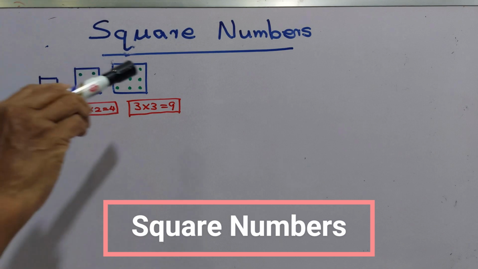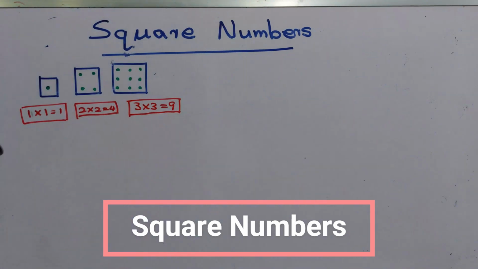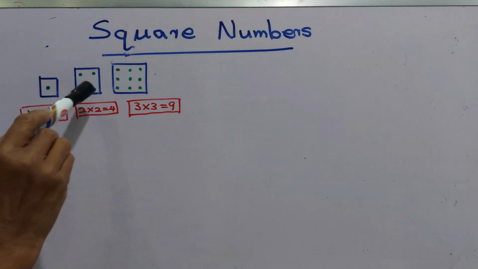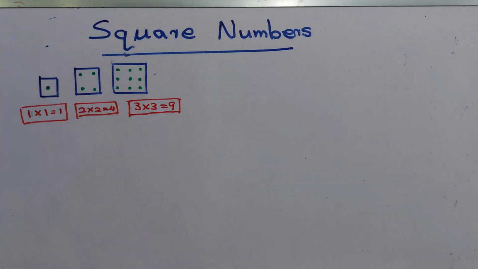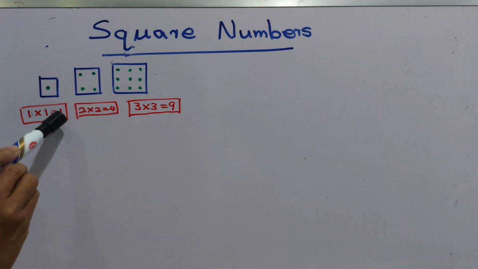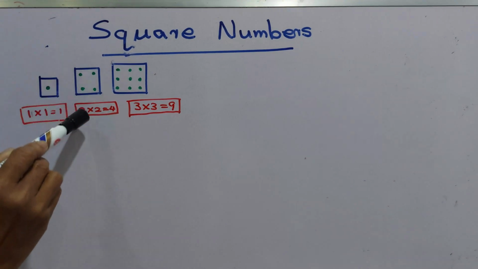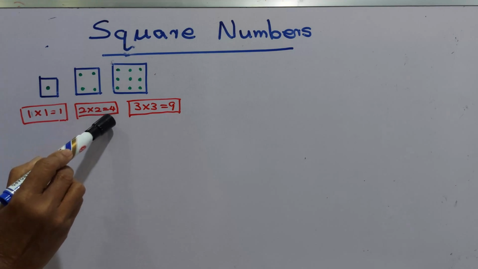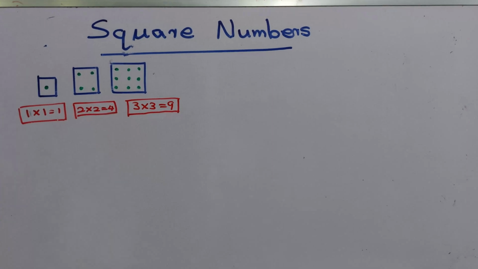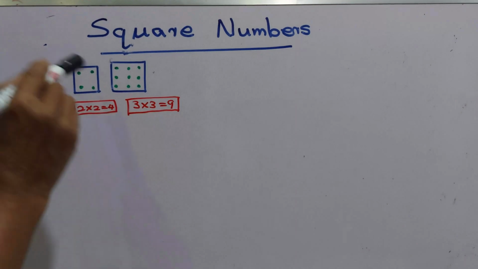Today our lesson is square numbers. Look at here. These are squared numbers. Here 1 into 1 is 1. 2 into 2 is 4. 3 into 3 is 9. This is a number pattern. Dots always form a square.